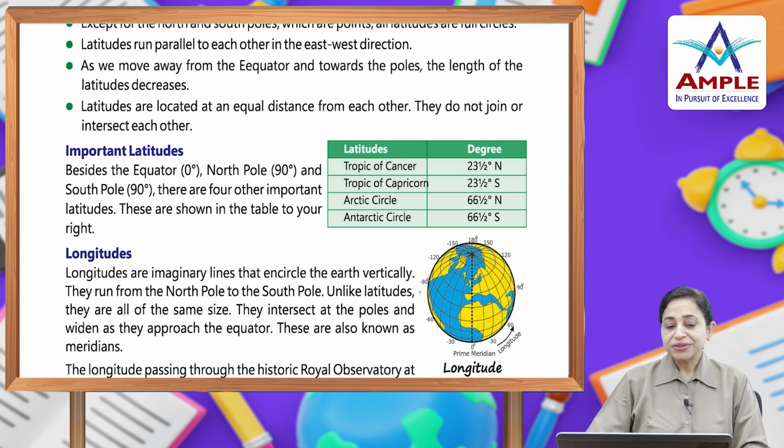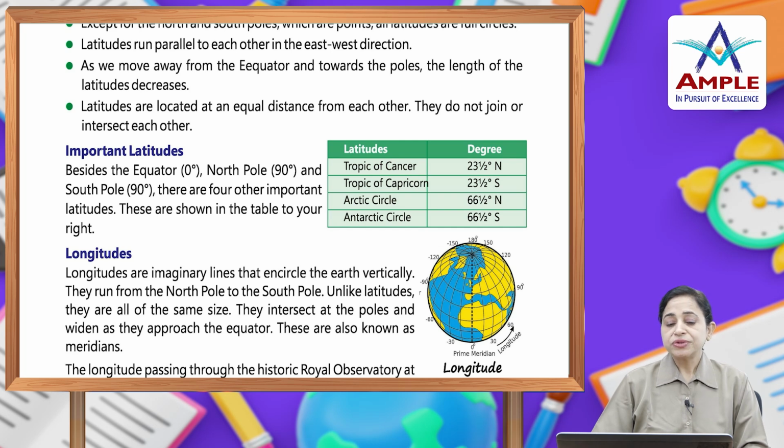Important latitudes. Besides the equator 0 degree, north pole 90 degree and south pole 90 degree, there are 4 other important latitudes. These are shown in the table to your right. You can see this right side, latitudes and degrees are given.